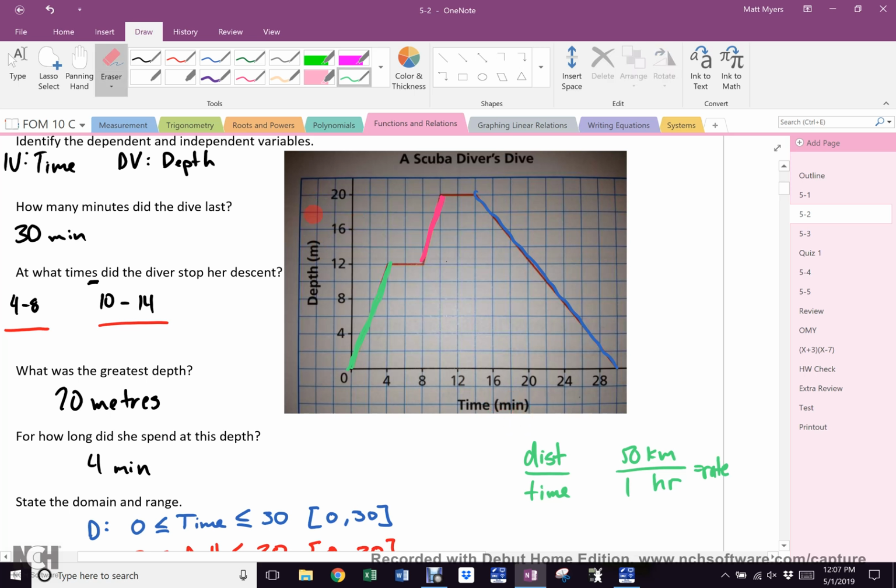So a rate is always the dV divided by the IV. Does everybody understand? Because it just happened twice in math, right? We took the distance, we divided it by the time. The distance was the dV, the time was the IV. Everybody cool? Great. So now, tell me how fast she swam downwards in this first section.